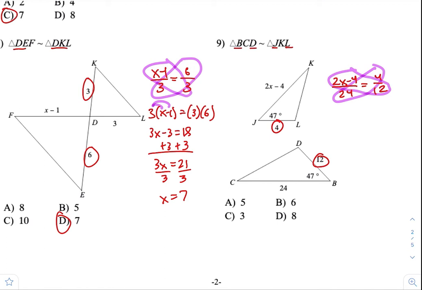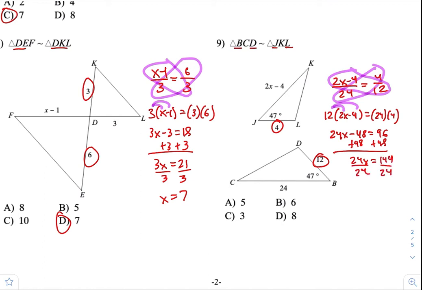Cross multiply. 12 times 2x minus 4 is equal to 24 times 4. Distribute. 24x minus 4 times 12, which is negative 48, is equal to 24 times 4, which is 96. Add 48 to both sides. 24x is equal to 144. Divide both sides by 24. X is equal to 6.